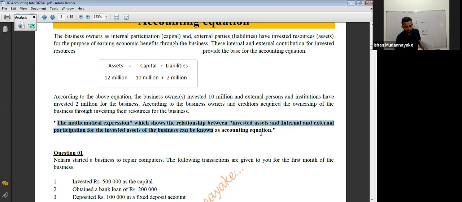Here there's a definition. Just look at the definition. The mathematical expression which shows the relationship between invested assets and internal and external participation for the invested assets of the business can be known as the accounting equation. Accounting equation shows the relationship between invested assets and provided assets and internal and external participation. Internal parties, owners, external parties. Don't cram this question, have some idea. Try to get some idea, right?